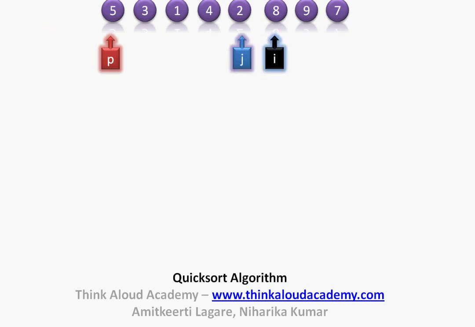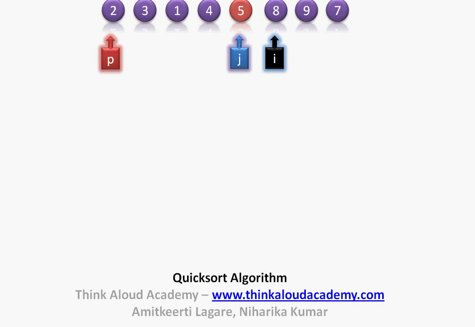So j will resume its journey towards the left hand side and it starts pointing to the element 2. Now, since the condition for j is that j should stop when its value is less than pivot, j stops at this point. Now the next logical step is, since i and j have crossed each other, the elements pivot and j have to actually swap with each other.